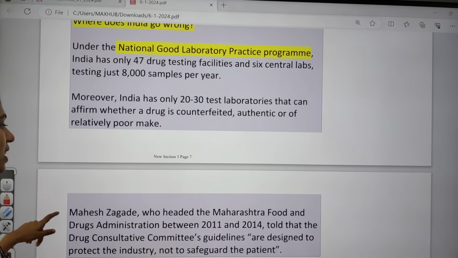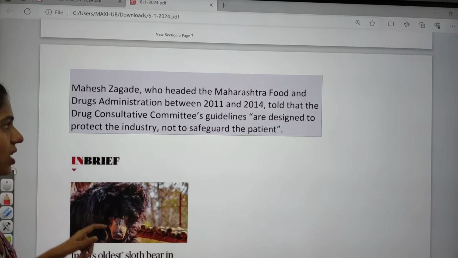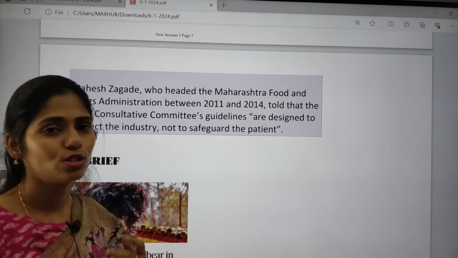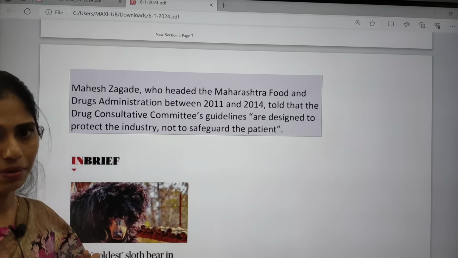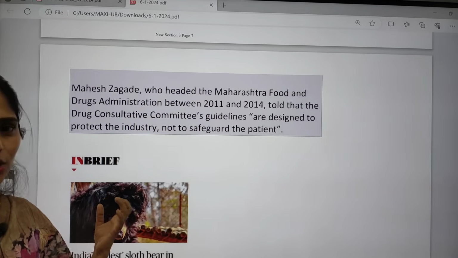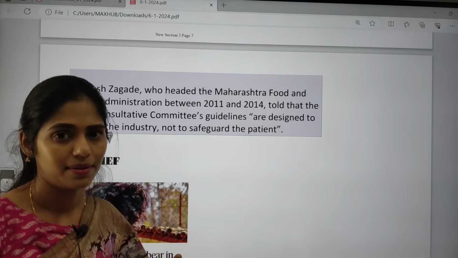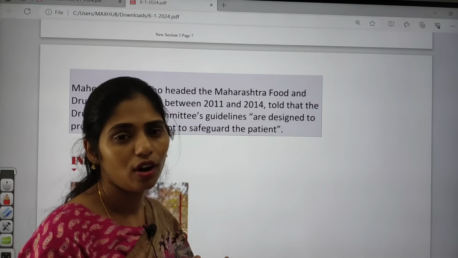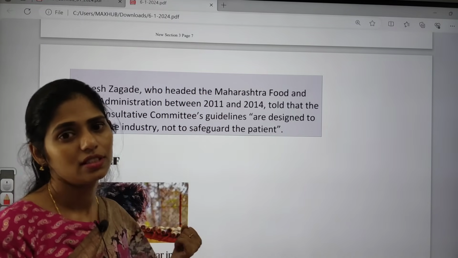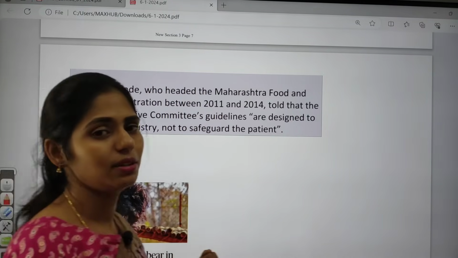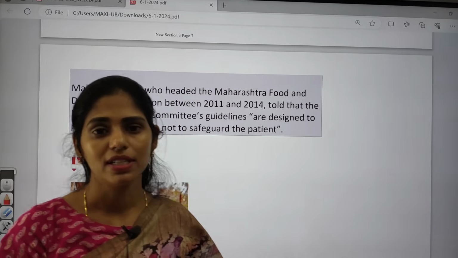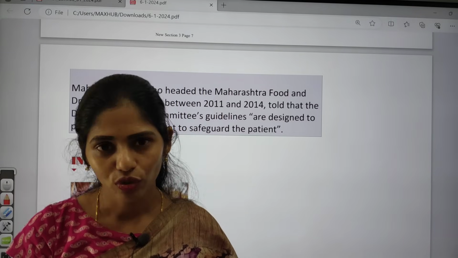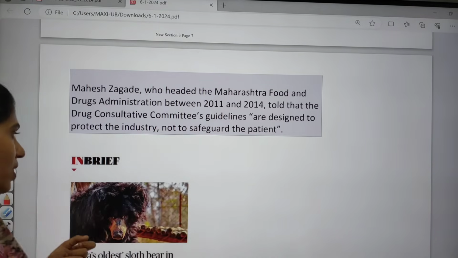Even the Maharashtra Food and Drug Administration head said that the guidelines we have are saving the industry but not the lives of the people. So we are not focusing on safeguarding the patient's health. These are some backlogs, and we are falling behind because of these things. We have to take adequate measures like proper testing availability, proper inspections, etc. Then we can improve the quality of drugs in India.